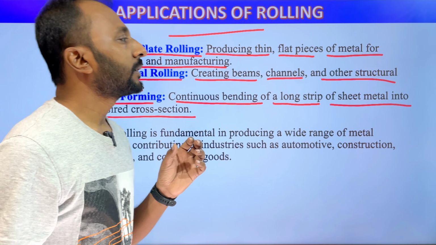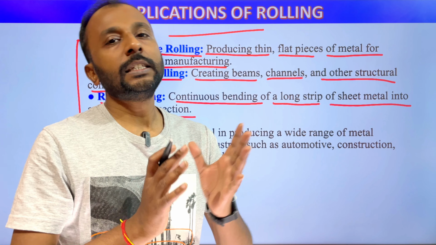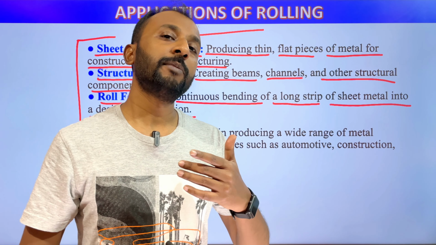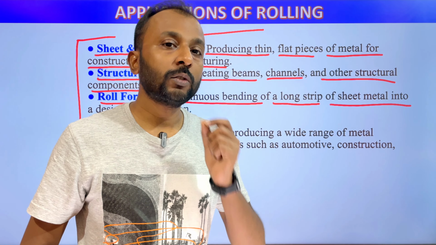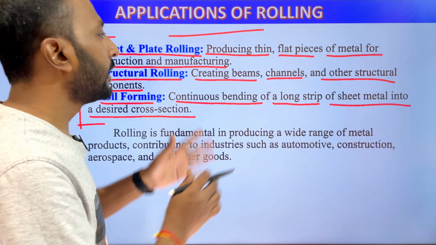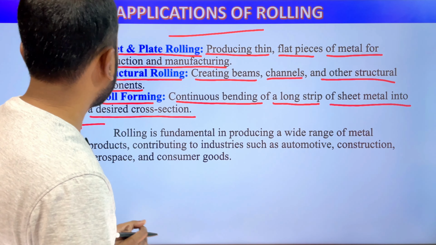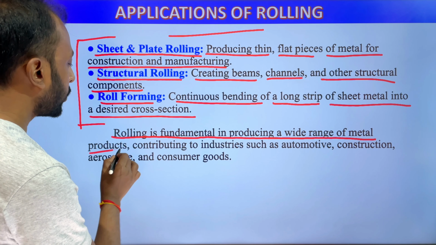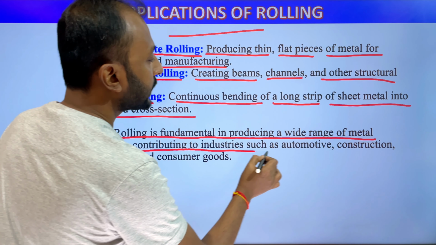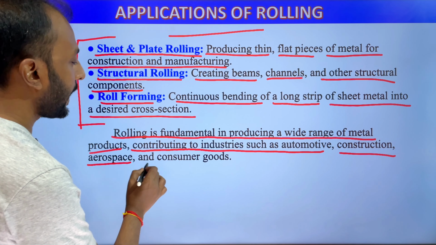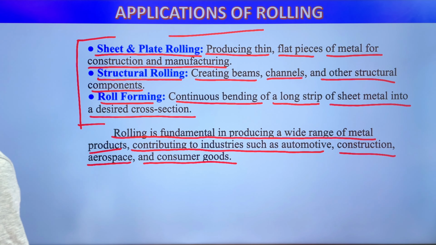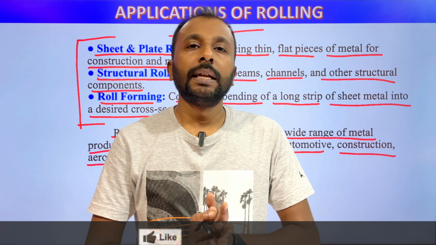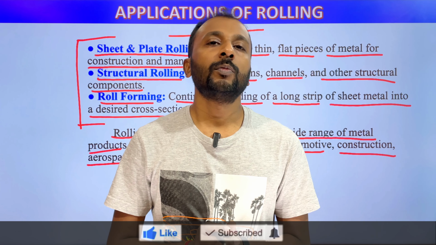The products are likely similar in shape. We can't make very complex shapes in the rolling process. We can make complex shapes in other metal forming processes, but in rolling the shapes are very likely similar to each other. Rolling is fundamental in producing a wide range of metal products, contributing to industries such as automotive, construction, aerospace and consumer goods. In this video I have discussed the rolling process, types of rolling process, key parameters of rolling process and the applications of rolling process.